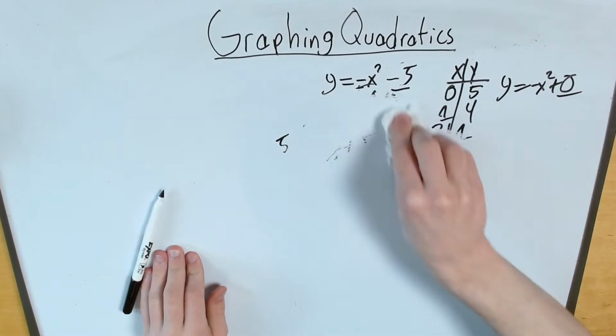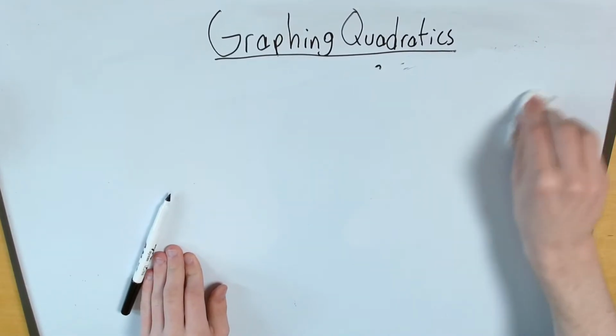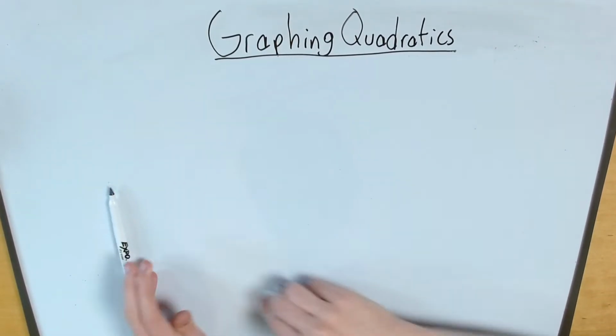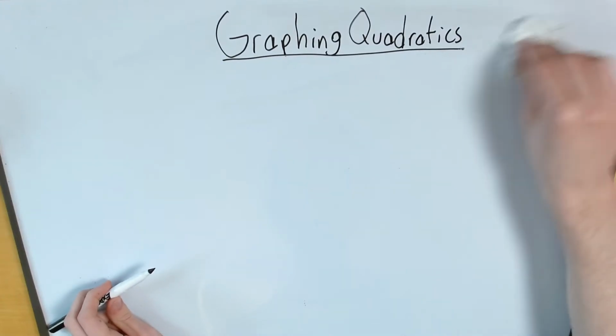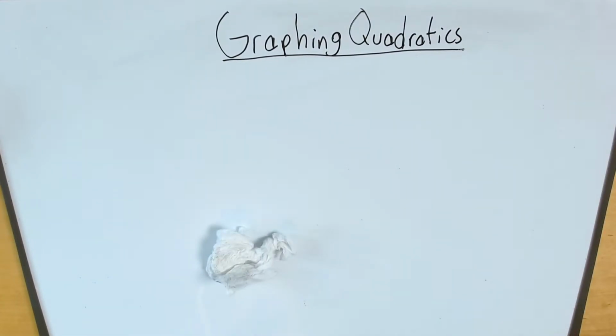But what if you have something more complicated, that we can't just use our standard x squared formula for? We know it's going to be a parabola, but we don't know its exact values.